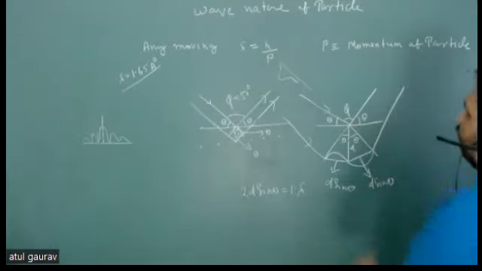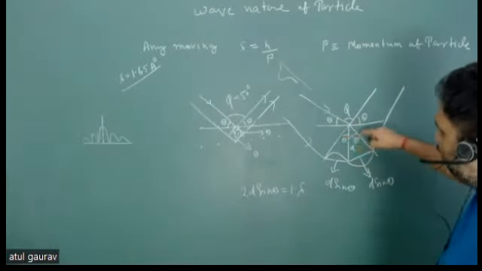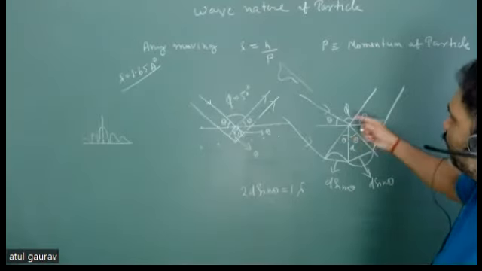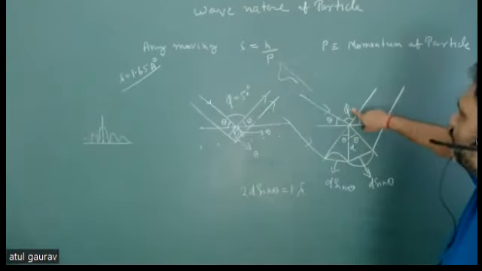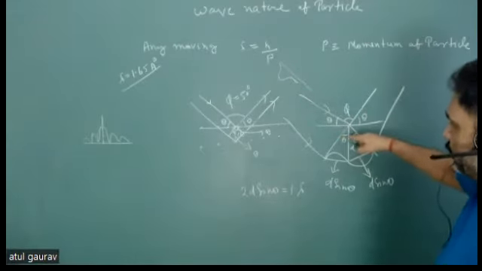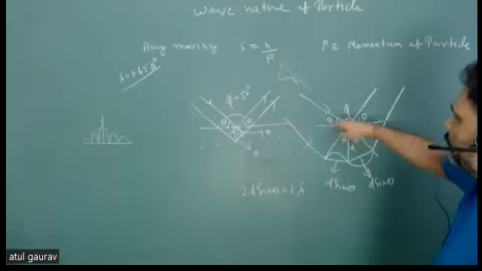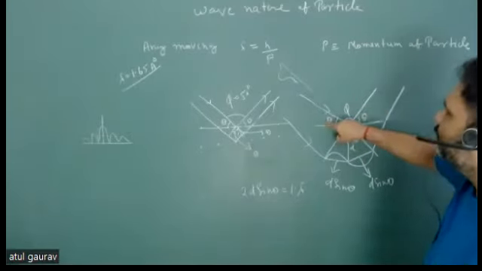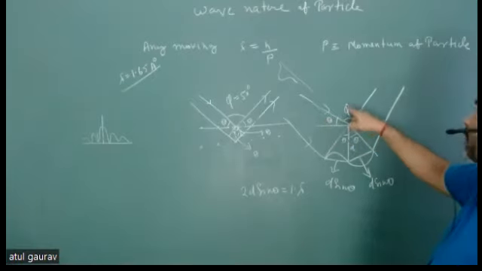Now, please mind it, it is very difficult to calculate this angle. Hence, we can easily calculate this angle phi, that is the angle of scattering. This theta is the angle of diffraction, and this phi is the angle of scattering. So I can easily write this angle theta in terms of phi.